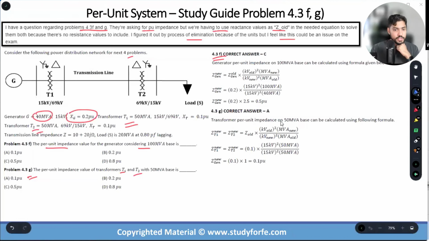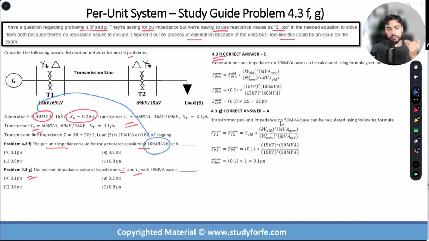And what we have established is that I'm going to recalculate the per unit impedance of the generator on a new base. Because remember, the generator is on a 40 MVA base. I'm asking you to do a calculation on a 100 MVA base. We actually have a straightforward formula for this in the reference handbook called the base change formula, right? So you just take the old per unit value of the generator, figure out the kV old, MVA old, and so on and so forth, okay?